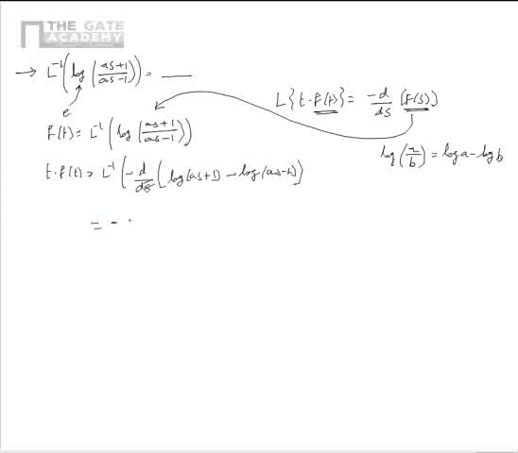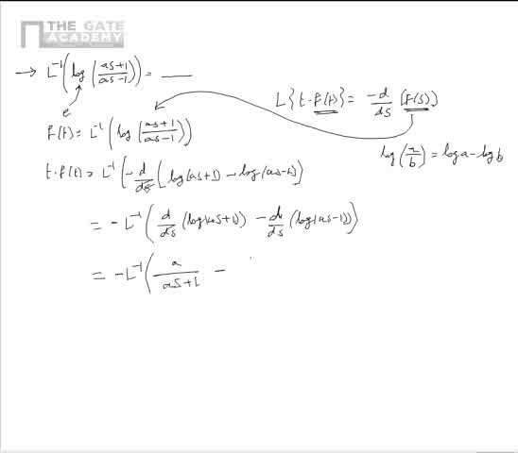This can further be reduced as minus L inverse of d by ds of log of (s+1) minus d by ds of log of (s-1). This can be further reduced as minus L inverse of 1/(s+1) minus 1/(s-1). This is further equal to L inverse of 1/(s-1) minus 1/(s+1).